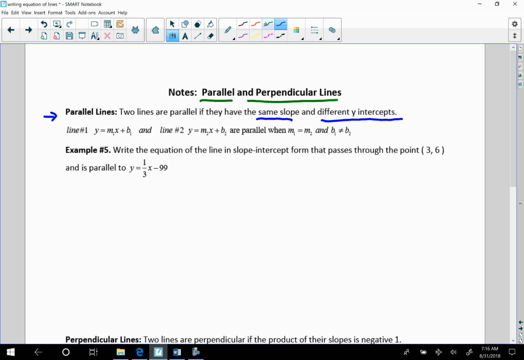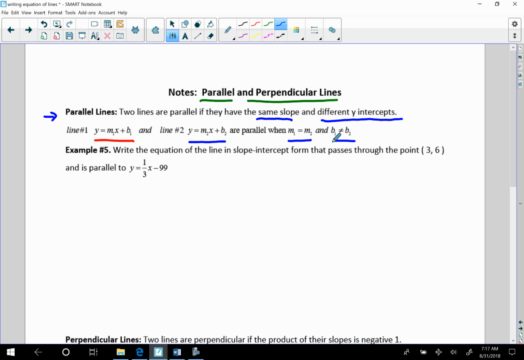So if I consider line number 1, y is equal to m sub 1 x plus b sub 1, and line number 2, y equals m sub 2x plus b sub 2. These lines are parallel when the slopes are equal and the y-intercepts are different. That's very important.